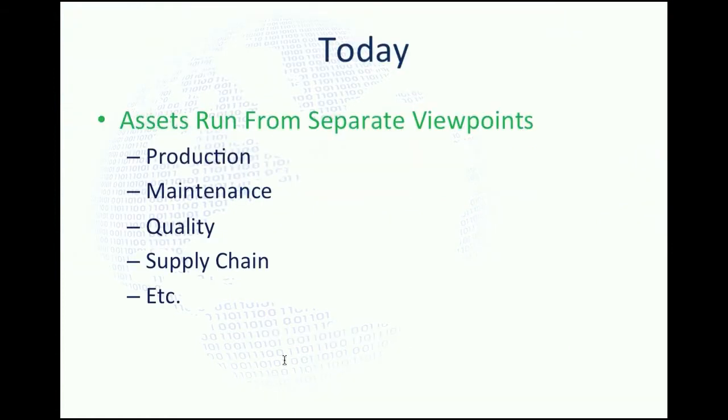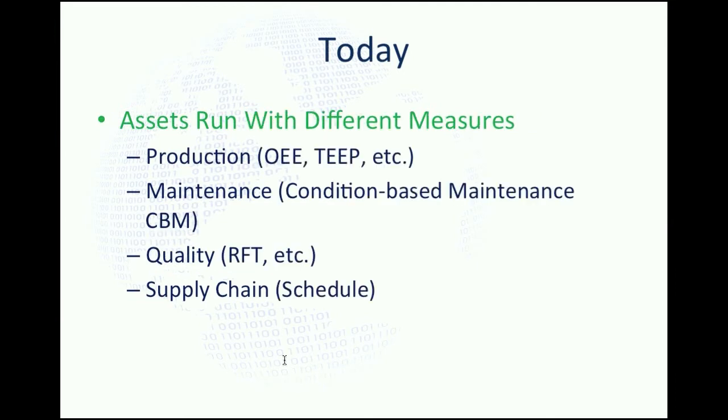Today, when you look at production assets, they're run from a number of separate viewpoints such as production, maintenance, quality, supply chain, etc. And each of these viewpoints have different measures. Production might be OEE or TEEP, maintenance might be condition-based maintenance, quality might be right first time, etc. Supply chain might be schedule attainment.